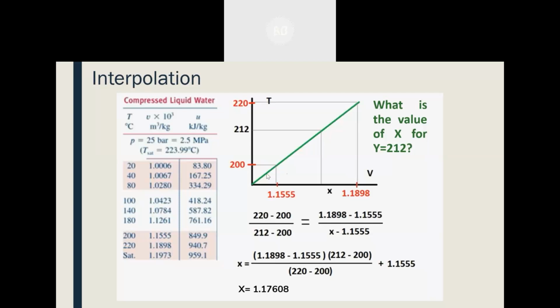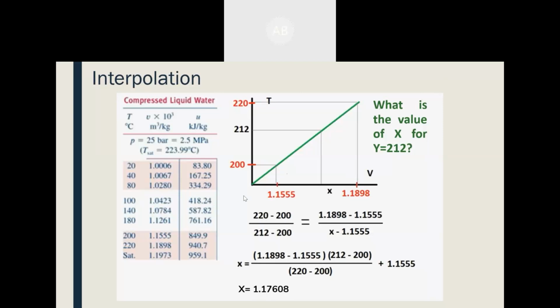So the question is, if you fit a straight line here, what will be the value of x for a particular value of y, or what will be the value of y for a particular value of x? In this case, we have a known y, which is 212. Then you have to find out what would be the value of x. So you use the similarity of triangles. You take the smaller triangle and the bigger triangle, and from there you formulate the equation, and then ultimately you can find out x. In this case, our x is 1.17608. So this is an example of an interpolated value.